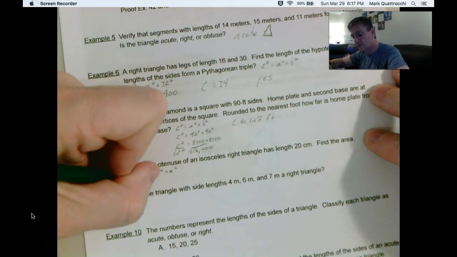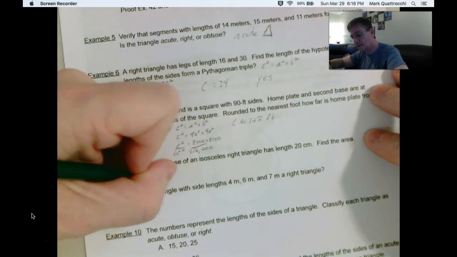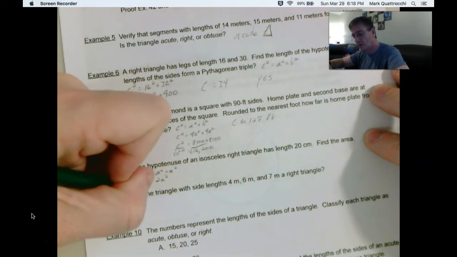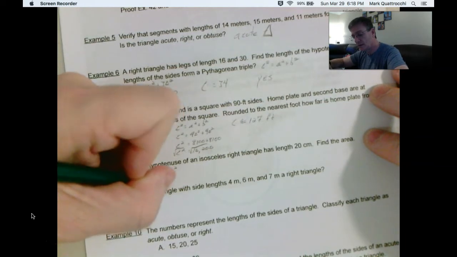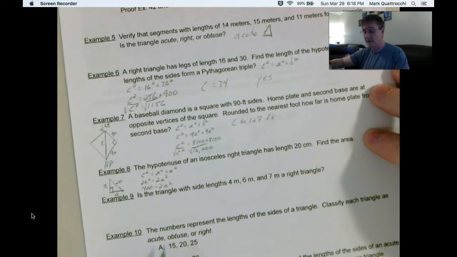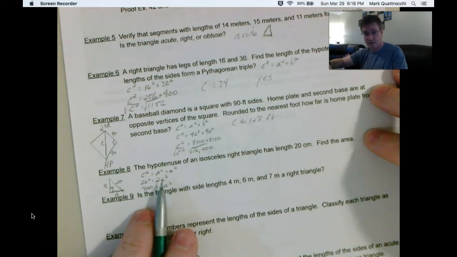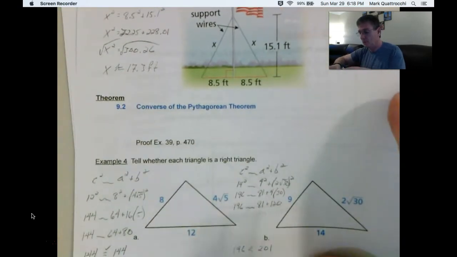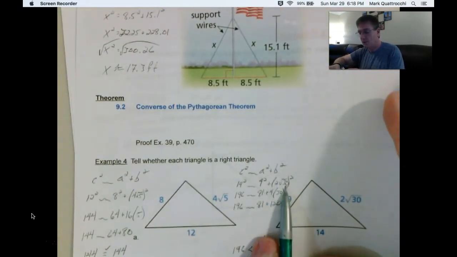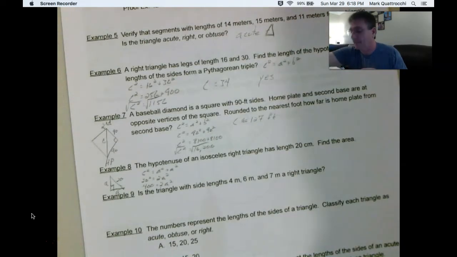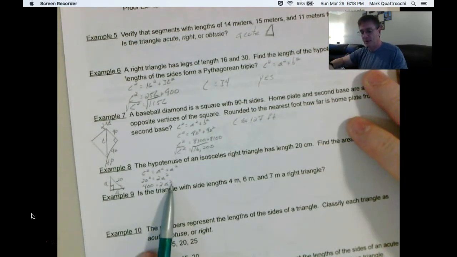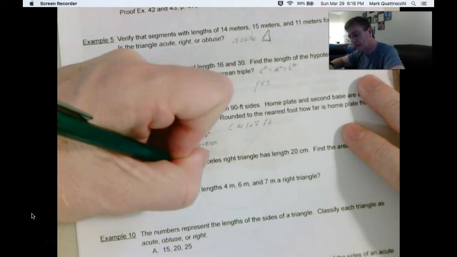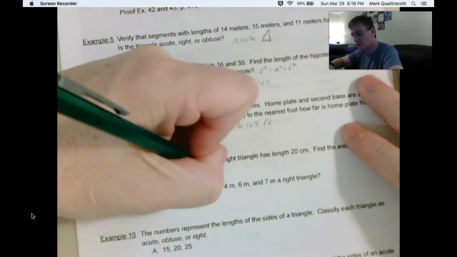20 squared equals 2a squared. 400 equals 2a squared. Divide both sides by 2. Now I know some of you are going to make the mistake thinking that this is like this problem, or this problem, where we had to square the 2 and square the square root of 30. It is not. This 2 is not being affected by this squared. Divide both sides by 2. A squared equals 200.